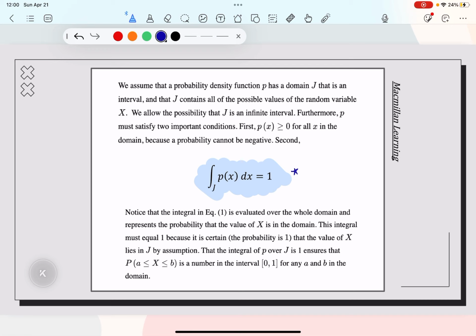And this integral must equal 1 because it is certain that the value of X lies in that J by the assumption that we already made up here, that it's an interval and it contains all possible values, so just keep that in mind. And then that the integral of P over J is 1, that ensures that the probability is bounded by A to B for all X in its domain, as said here. And it's a number in the interval 0 to 1 for any A and B in the domain. Okay.